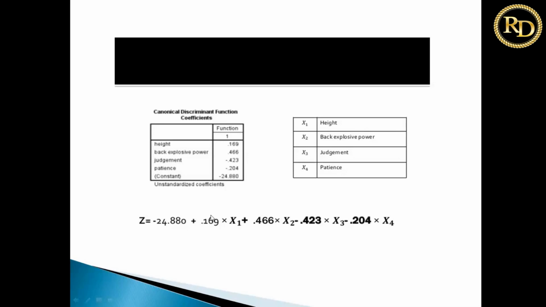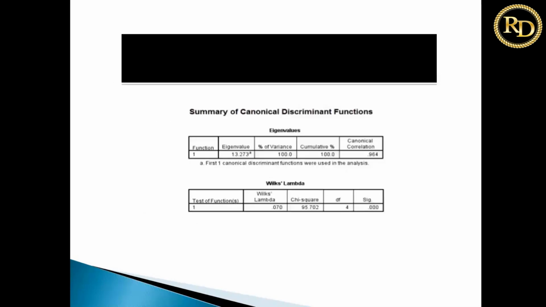Plus beta 1 x1 plus beta 2 x2 plus beta 3 x3, and since these are negative observations, we put a minus sign here. This way you just put the values of x1, x2, x3, x4, and we get the final value of z. On the basis of the z value, we discriminate that if the value of z is this, then it is a bowler, and otherwise it is a batsman. Here you can see the eigenvalues for discriminant function 1.